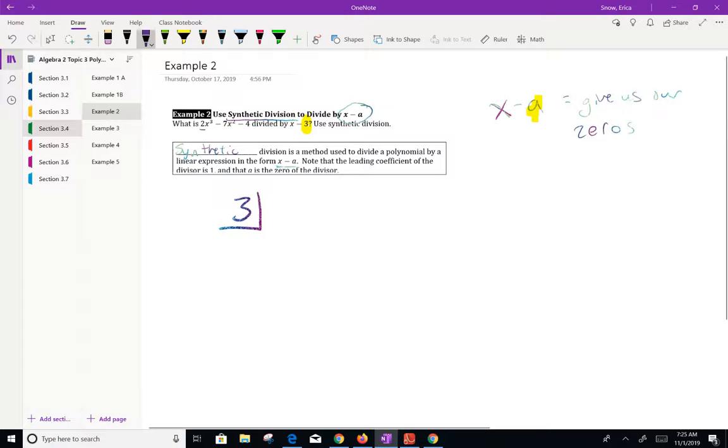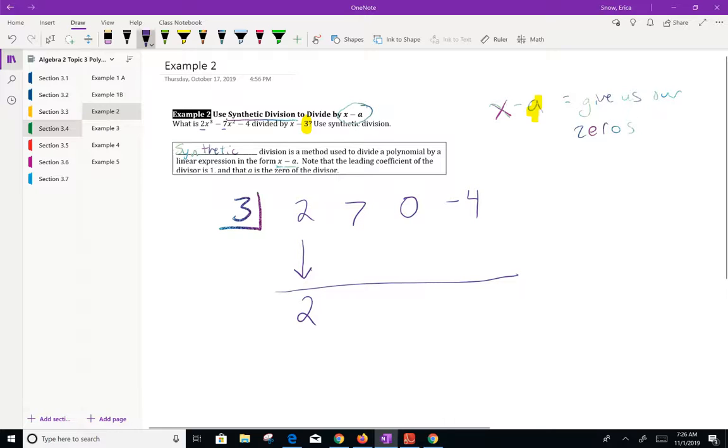Then we take all of our coefficients of our polynomial. So in this case, we have 2, we have 7. We don't have an x term, so we still have to put in that placeholder 0. And then our constant term is -4. So we put in all of our coefficients. And then instead of dividing and multiplying, or dividing and subtracting, we are going to multiply and add.